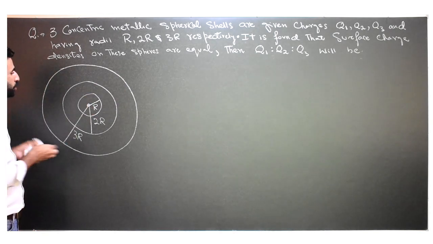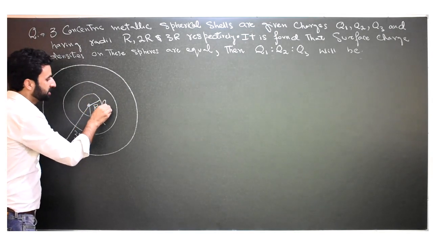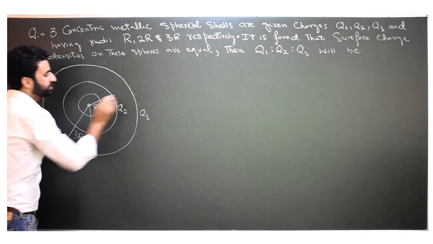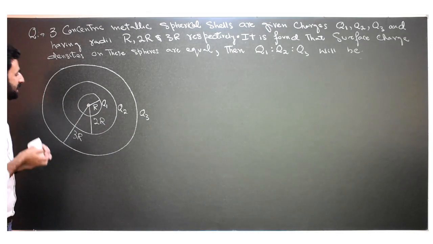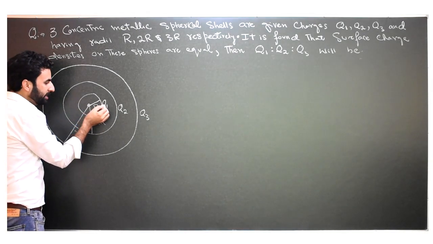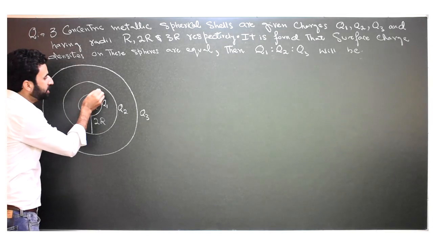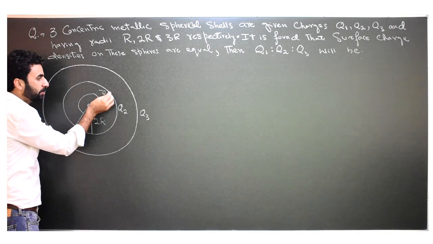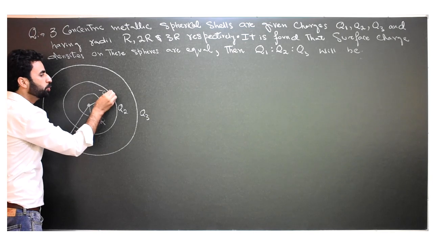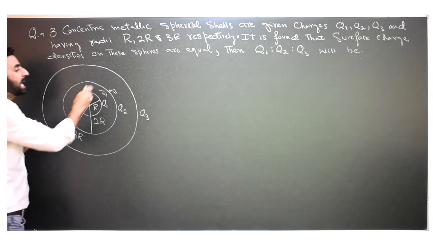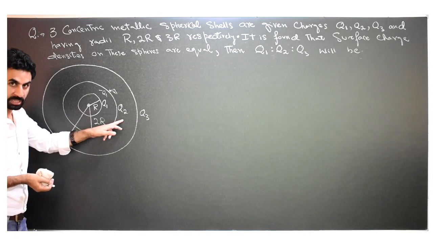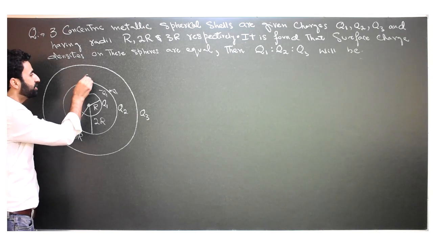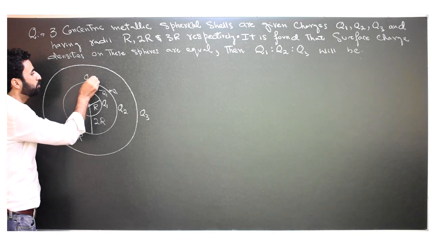And we are giving charge q1 to the first shell, charge q2 to the second shell, charge q3 to the third shell. But once we give charge q1 to the first shell, a charge minus q1 will be induced on the inner side of the second shell, and a charge plus q1 will be induced on the outer side of shell 2. So the net charge on the outer side of the second shell is q1 plus q2.